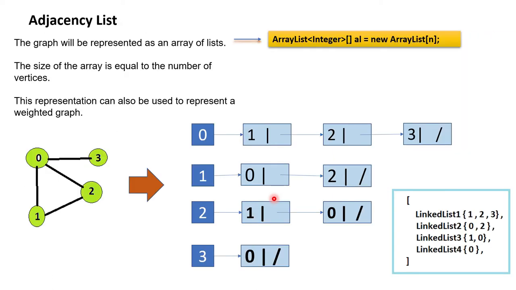Now we will discuss what is an adjacency list. So an adjacency list will be represented as an array of lists. So an adjacency list is another way of representing a graph. So how it will look like, first we will discuss, then I will come to these points. So this is the same graph. Okay, so now how can we represent it as an adjacency list?